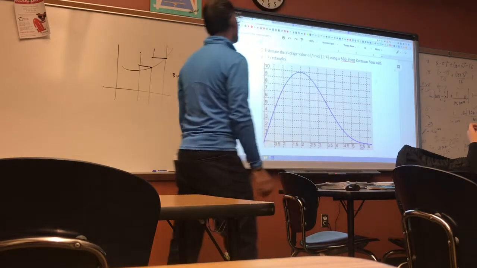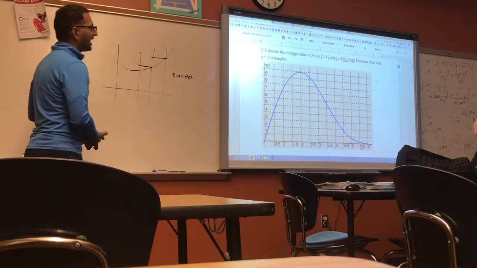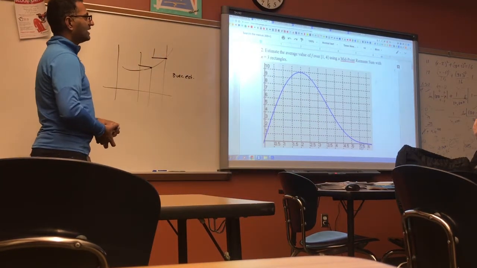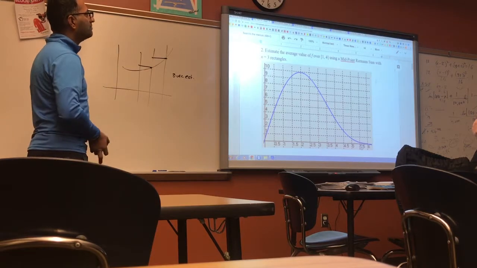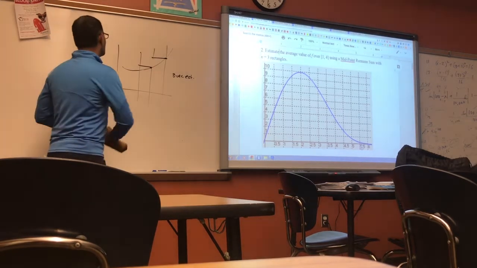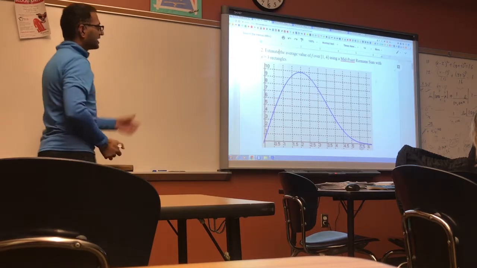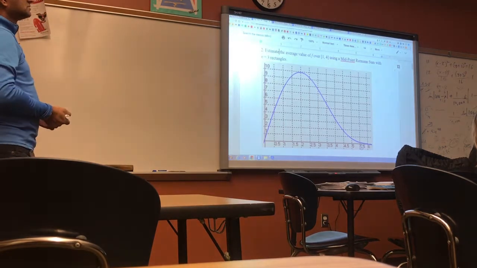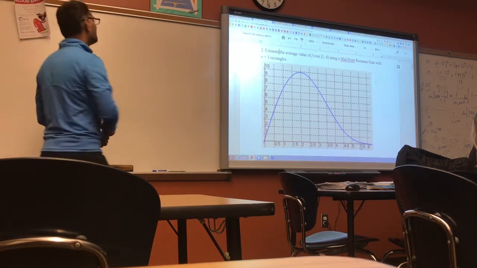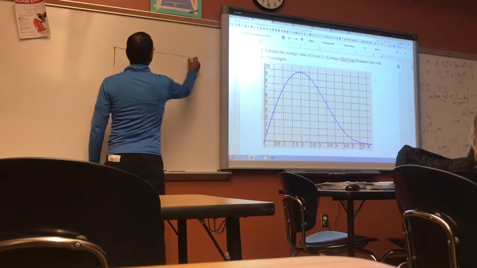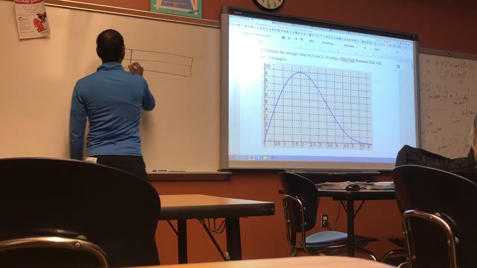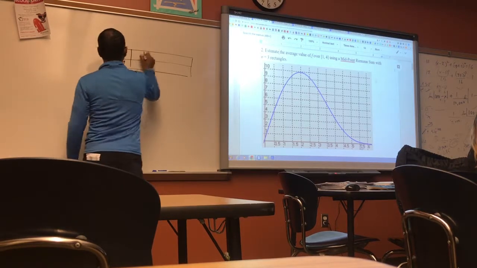It says, estimate the average value of f over the interval 1 to 4 using a midpoint Riemann sum. Who remembers vaguely what you should do if you're asked to calculate Riemann sums using a graph? Make your own points. Make your own table. So we need to focus only on 1 to 4. So I'll just go, this is x, y.